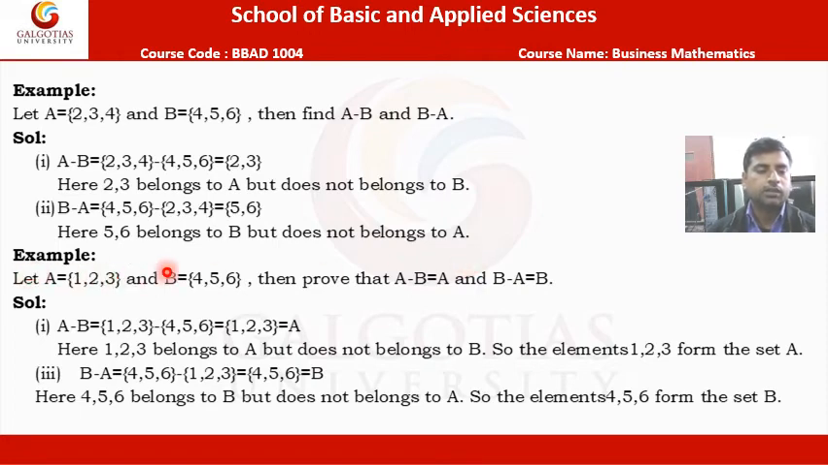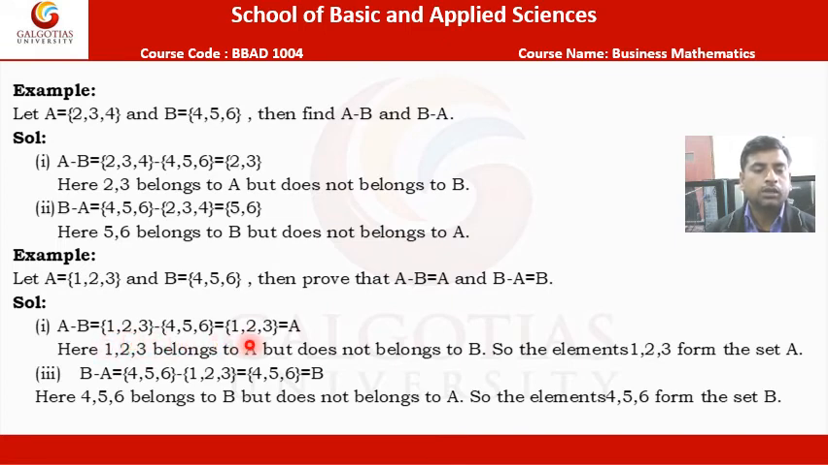Here is another example. Let set A contain the elements 1, 2, 3 and set B contain the elements 4, 5, 6. Then we have to find A difference B and B difference A. So for A difference B, we have to write down the elements of A which are not common to B. Here no element of A is common to B. So the elements of A which are not common to B are 1, 2, 3.